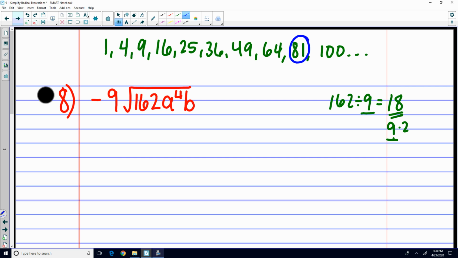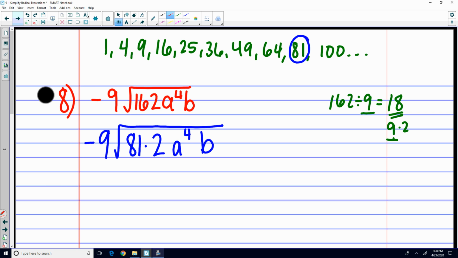So if I take 162 divided by 81, that's actually 2. So let's rewrite this. Square root of 9, it's 81 times 2. Ooh, I have a to the 4th. That's already written perfect for me. It's even. And I can't simplify down a b to the 1st because it's just a b to the 1st.